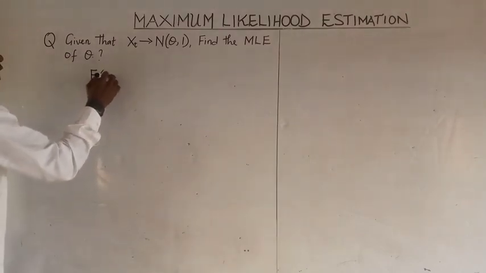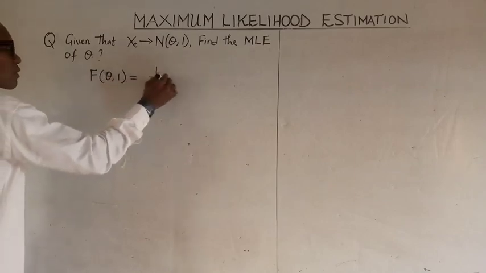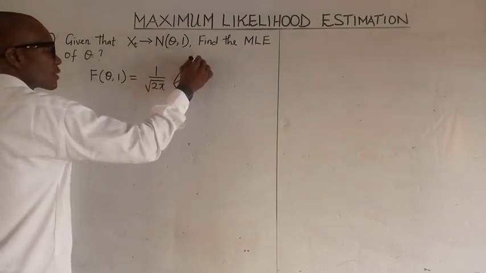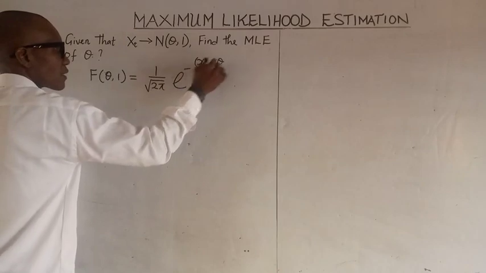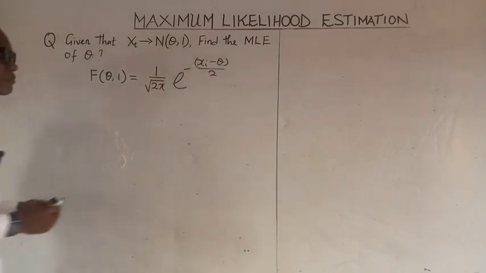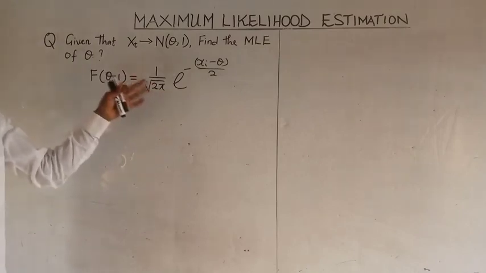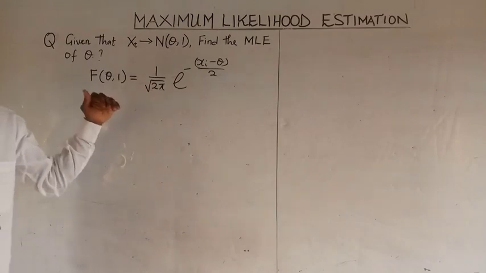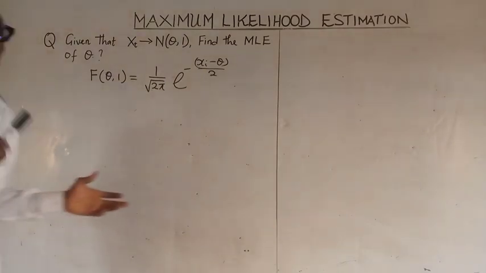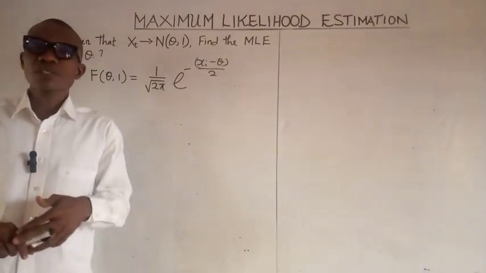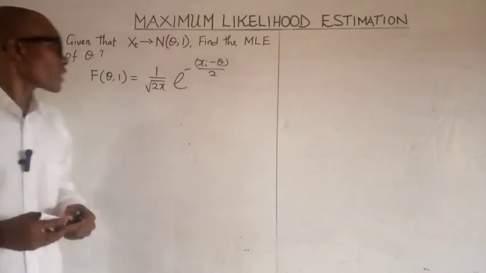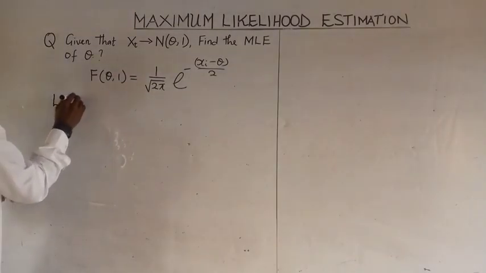The distribution now becomes 1 over square root of 2 pi, exponential of minus (xi minus theta) squared over 2. So this becomes the distribution because our variance is known. To solve questions on maximum likelihood estimation, the first thing you do is take the likelihood function. The second thing is to take the log, differentiate, and equate to 0. You get your answer.